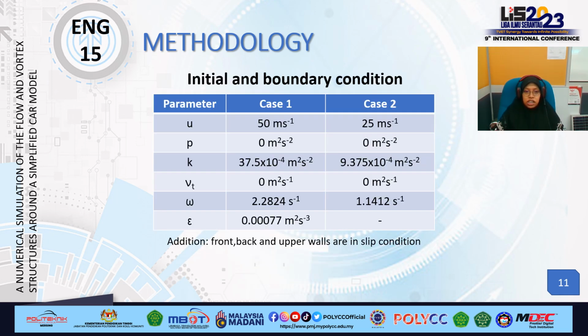Here are the initial and boundary conditions we have calculated for the cases of 50 meters per second and 25 meters per second for inlet velocity.